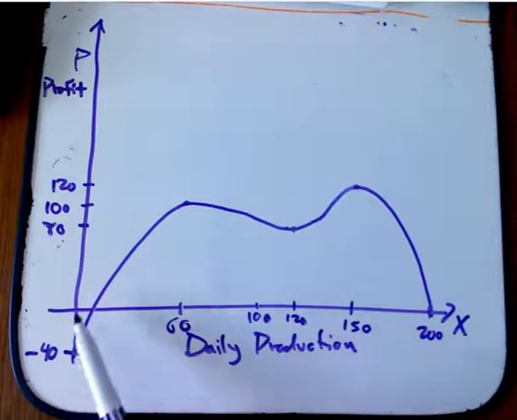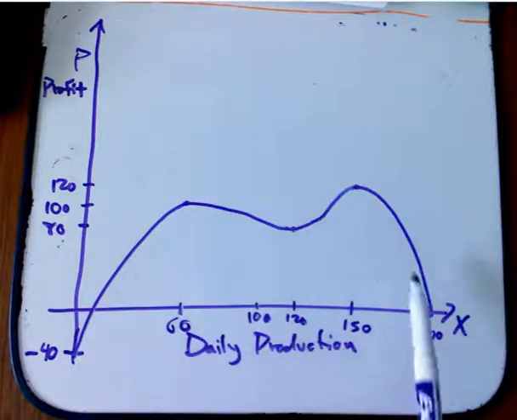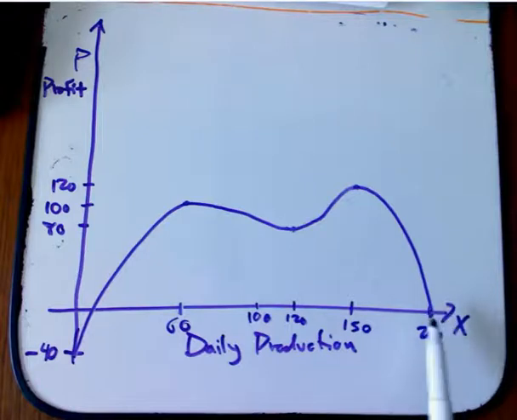So if we produce 0, we don't make any profit at all. We actually make a loss because we have to spend money. And if we produce too many, we're spending too much. The factory can't handle it, pay overtime, whatever. We get back to 0 profit. Somewhere in between, it's going to be better.